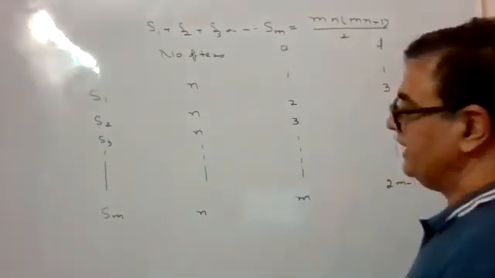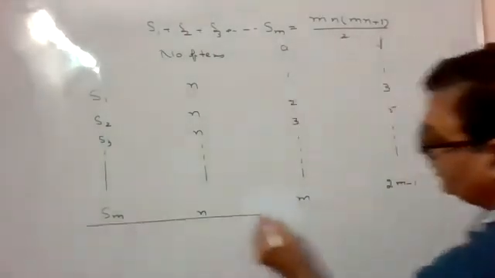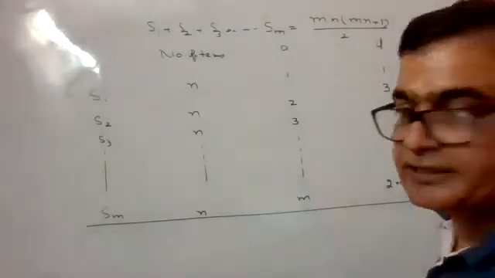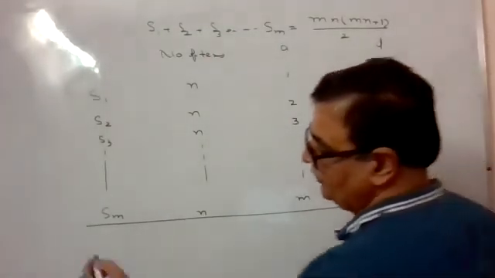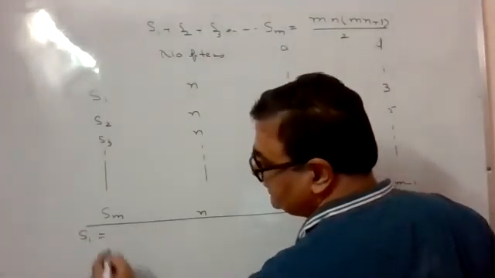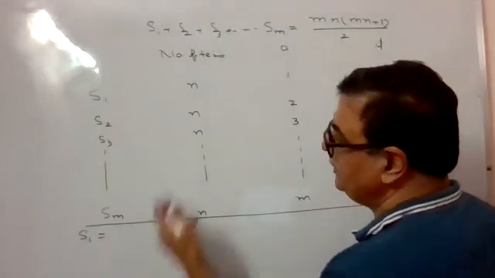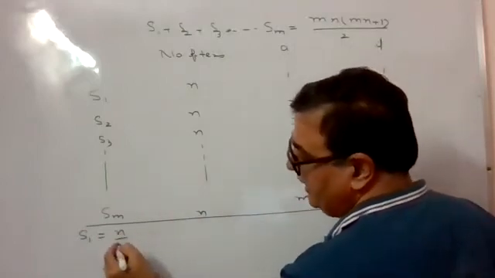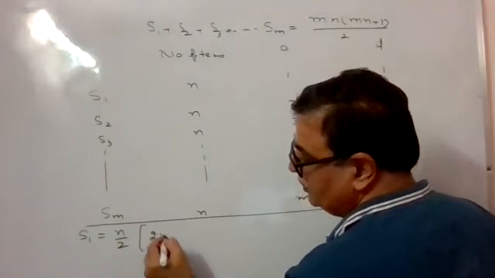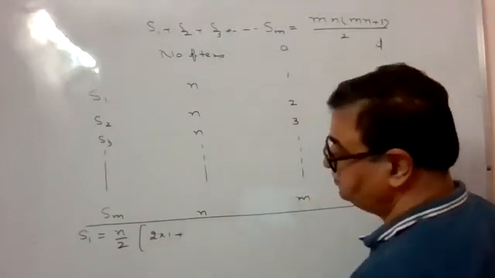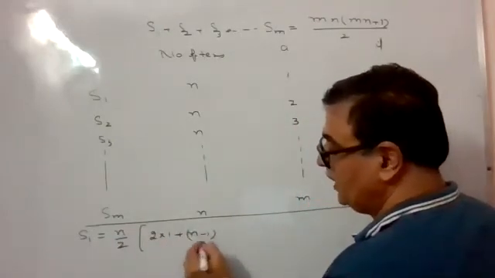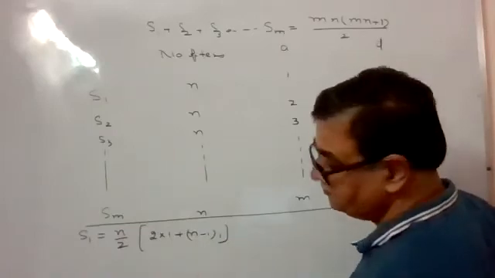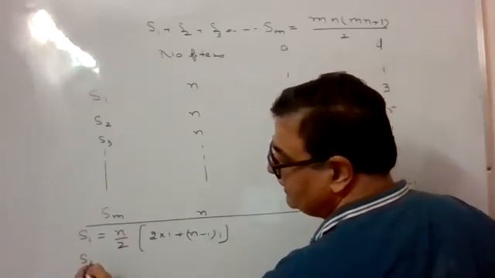So what do we do in this case? First we find out what S1, S2, S3 are, and then solve it. Can you tell what S1 is? How many terms? n terms. n by 2 into 2 plus (n minus 1) into d, and d will also be 1. Same way I go for S2.